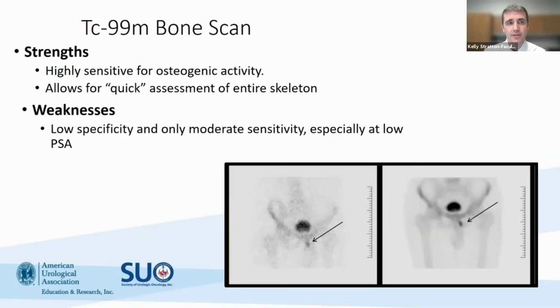For the technetium bone scans, they're highly sensitive for osteogenic activity. So it's a quick assessment of the entire skeleton. However, their specificity is low, especially if the PSA levels are low.